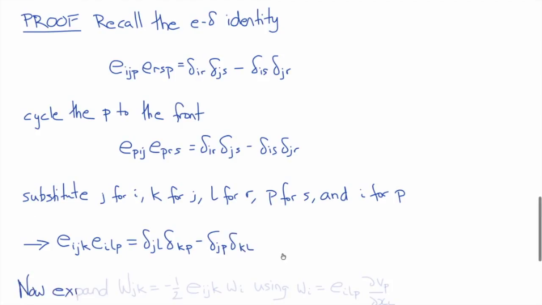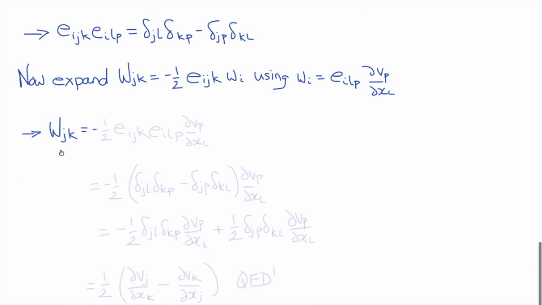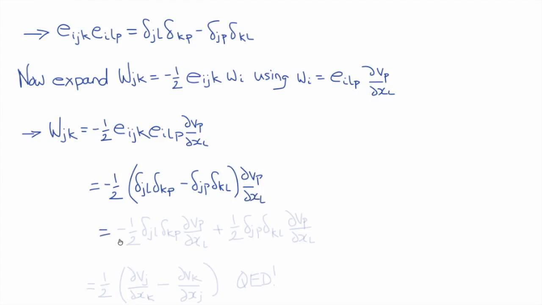So now we can use this version of the E delta identity to expand our expression WJK equals −1/2 EIJK wi, using the definition of little wi as EILP ∂VP/∂XL. So this will now become WJK equals −1/2 EIJK times EILP times ∂VP/∂XL. And now we'll use our E delta identity, and this product will become −1/2 (delta JL delta KP minus delta JP delta KL) times ∂VP/∂XL. Now expanding this out, we'll get −1/2 delta JL delta KP times ∂VP/∂XL, plus 1/2 delta JP delta KL times ∂VP/∂XL.